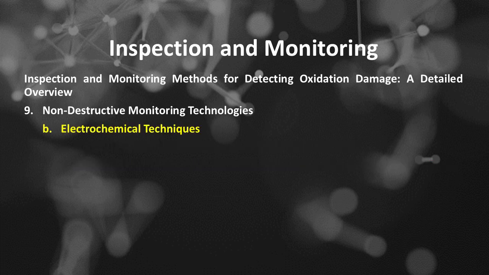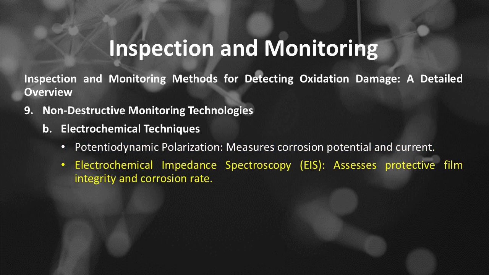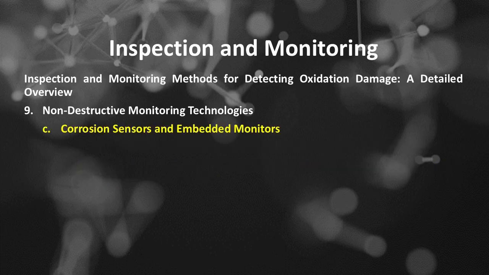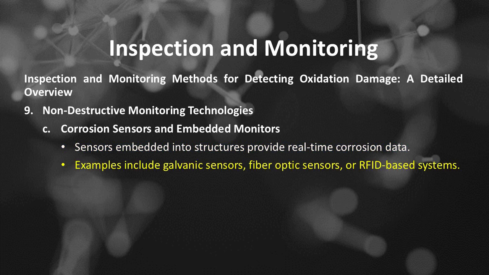Number B of non-destructive monitoring technologies is electrochemical techniques. Potentiodynamic polarization measures corrosion potential and current. Electrochemical impedance spectroscopy, EIS, assesses protective film integrity and corrosion rate. Number C of non-destructive monitoring technologies is corrosion sensors and embedded monitors. Sensors embedded into structures provide real-time corrosion data. Examples include galvanic sensors, fiber optic sensors, or RFID-based systems.